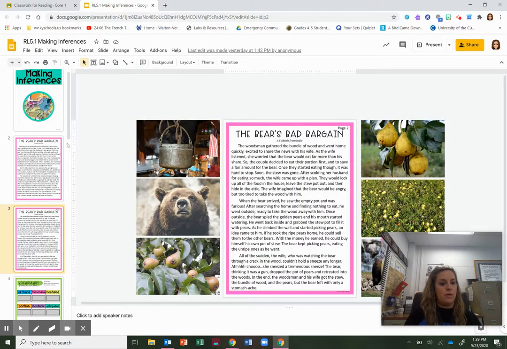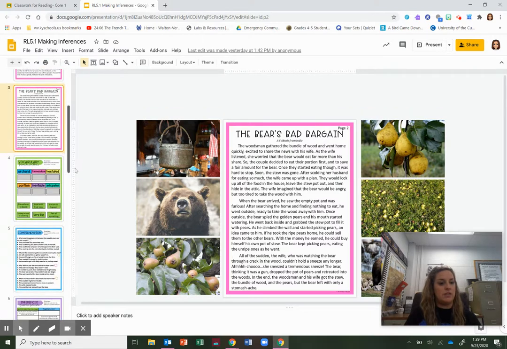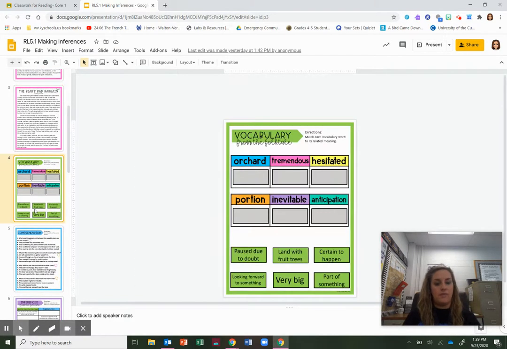Once you have read that story on slide 2 and 3, slide 4 is a little bit of vocabulary. You have 6 words: orchard, tremendous, hesitated, portion, inevitable, and anticipation. Down here you have the meaning of it. So what you're going to do, pick the meaning and put it wherever you think it goes. Which word does it match?